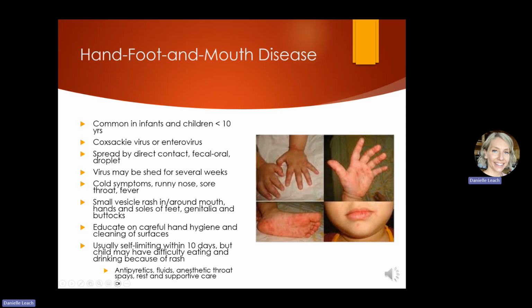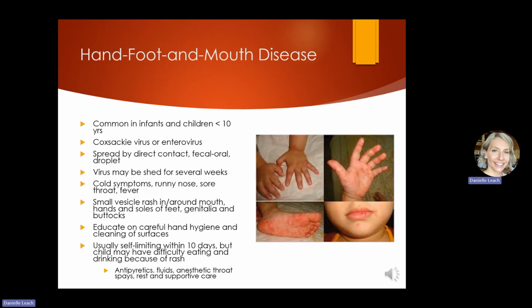Hand, foot, and mouth disease is another communicable disease that is caused by a virus. It's caused by the Coxsackie virus or enterovirus. This one's also self-limiting, meaning that it's usually taken care of at home. The children may be seen in the pediatrician's office, but they're usually not admitted for this specifically. It's common in infants and children less than 10 years old, although recently I have heard of different junior highs and high schools having outbreaks of this. And adults can get it as well, especially parents of children who have hand, foot, and mouth disease.